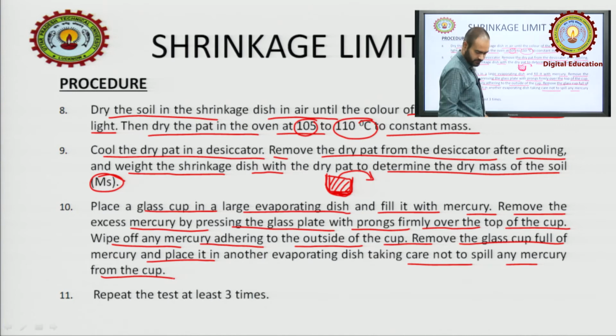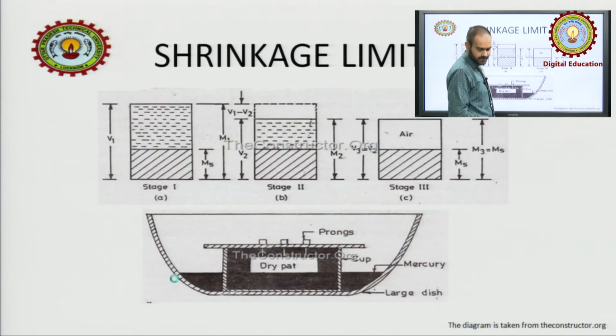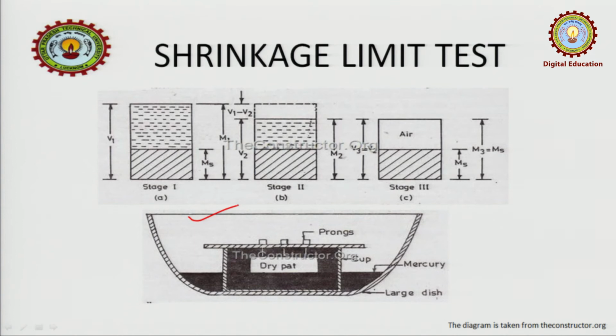What does this mean? Actually, if you see in the diagram, you will get it. See this part, we are talking about this part now. This is the dry pat which we have now taken out from the shrinkage dish. This is the glass plate with sponge. What we will do is see, it has this and this and this.